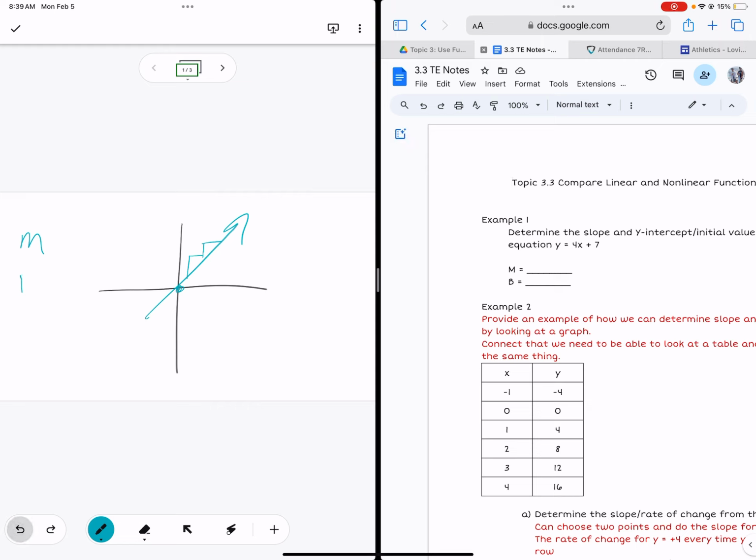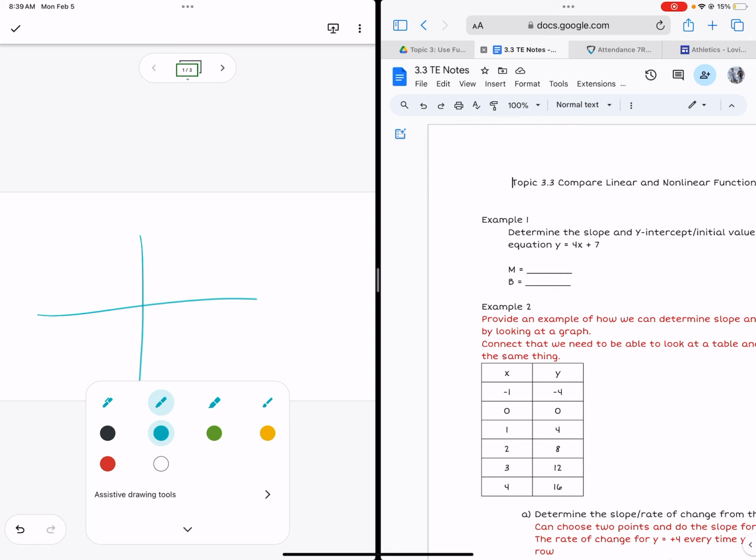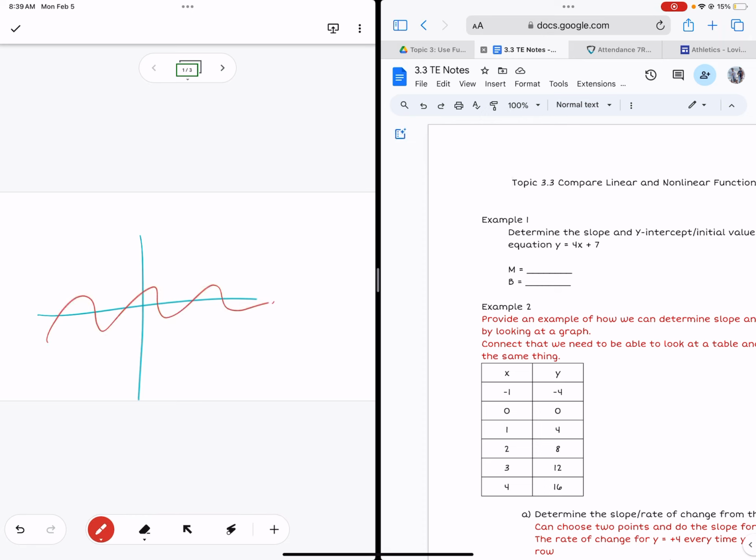But if I go back to a non-linear graph, which is the red one, it doesn't have a slope, right? So the slope does not exist. It does have a y-intercept. It does have a bunch of x-intercepts, but there is no slope. So slope is only for linear expressions. So if you can find a slope, it's a straight line. And if you can't find a slope, it is not a straight line, it's nonlinear.